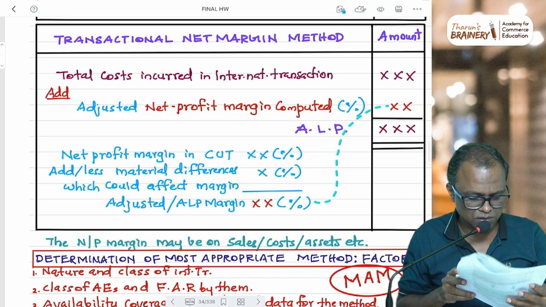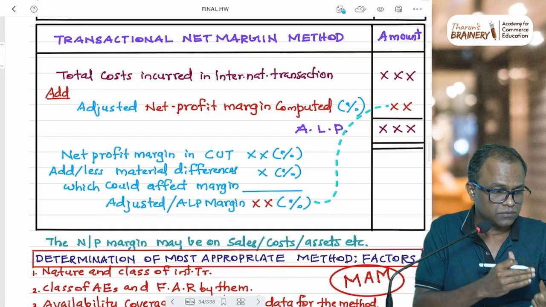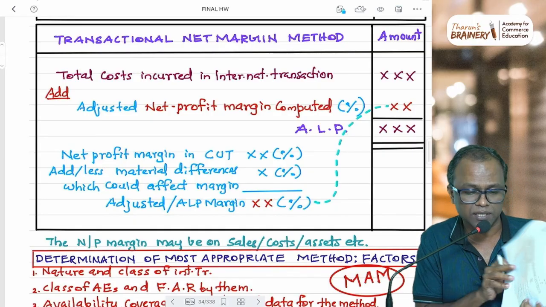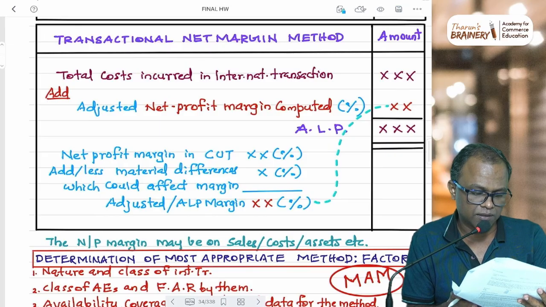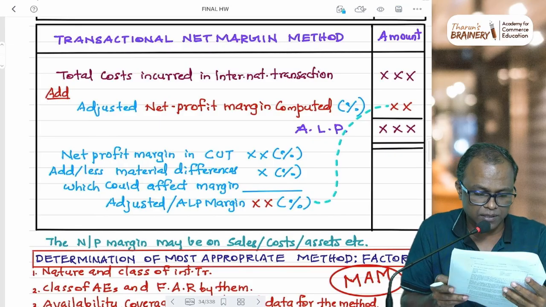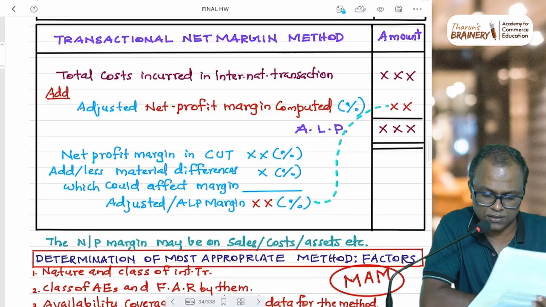So there is a question. I think it is the 9th question, right? The 8th is actually the profit split method, which we will do next. So first, question number 9, Andes Incorporation.